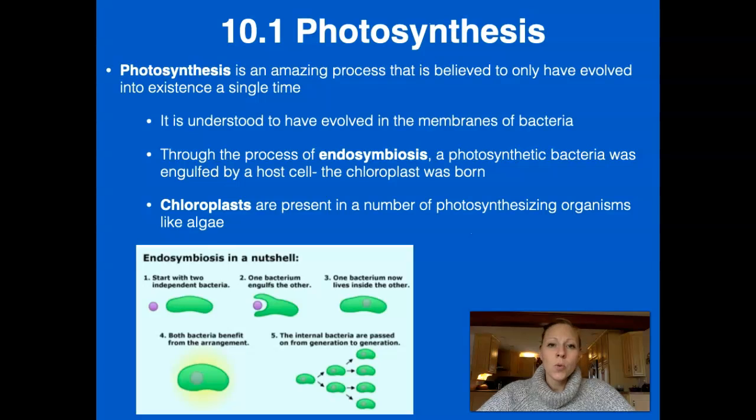And so we go back to Lynn Margulis's endosymbiotic theory, understanding that the first chloroplast, or the beginnings of a chloroplast, came from a photosynthetic bacteria or a cyanobacteria being engulfed by a host cell. And so there are chloroplasts in a number of organisms, for example, algae.